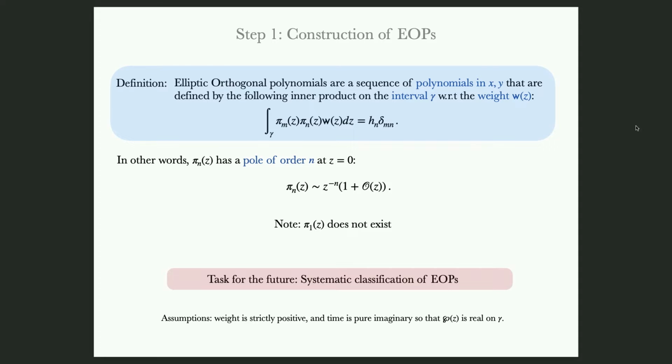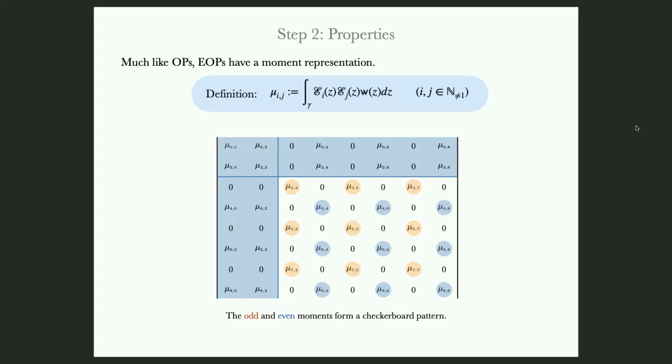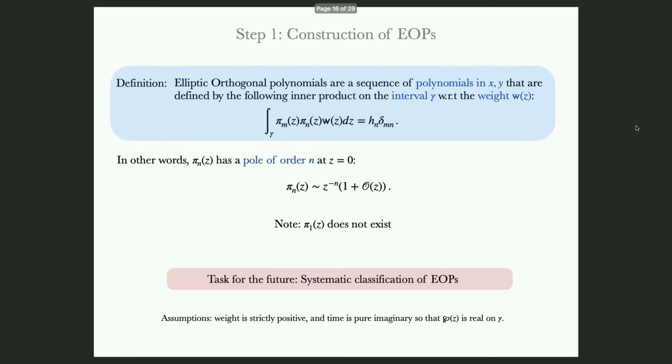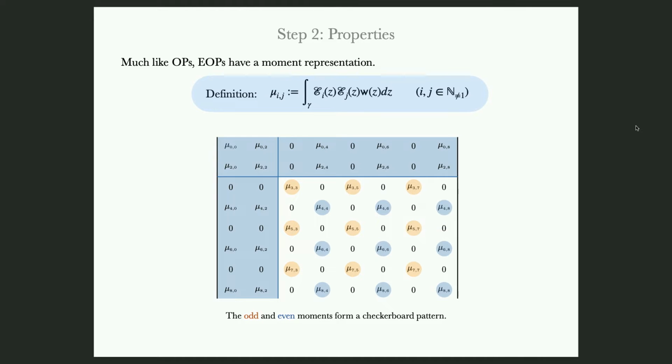Okay, so what do the moments look like? You can define moments in much the same way as we do for normal polynomials. I did not write what pi n looks like in terms of mu, just because it looks a bit cumbersome, but it has the exact same structure as the usual polynomials. And they form a checkerboard pattern, which is also true in the usual case. The point to note here is this blue band that is very reminiscent of the Weierstrass sequence of functions, because that's what we are considering.